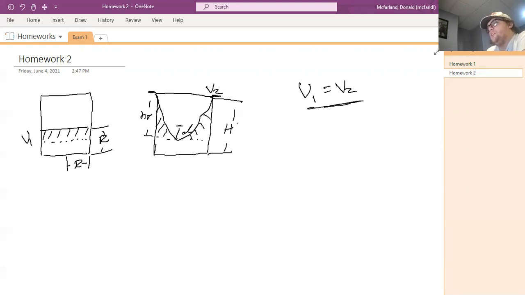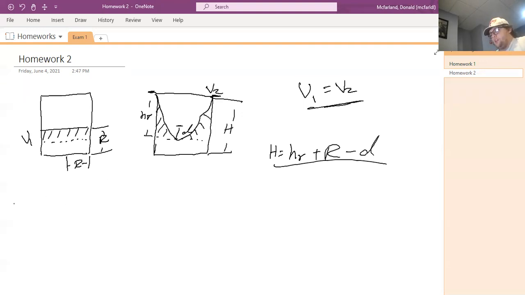Now, our second equation will be equating the heights. So our big H is going to be equal to HR plus this height down here. Now, to get this height down here, we're going to need to take our original height, R, and subtract the depression height. So we're left with plus R minus D. So that's going to be our second equation.